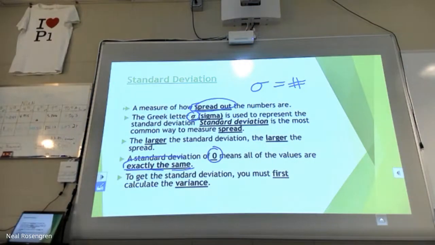How many yards did he get? 90, 90, 90, 90, 90, 90, 90, 90. Standard deviation, 0. 90, 90, 90, 90, 90, 90, 91. Super, super tiny, like really, really small standard deviation.